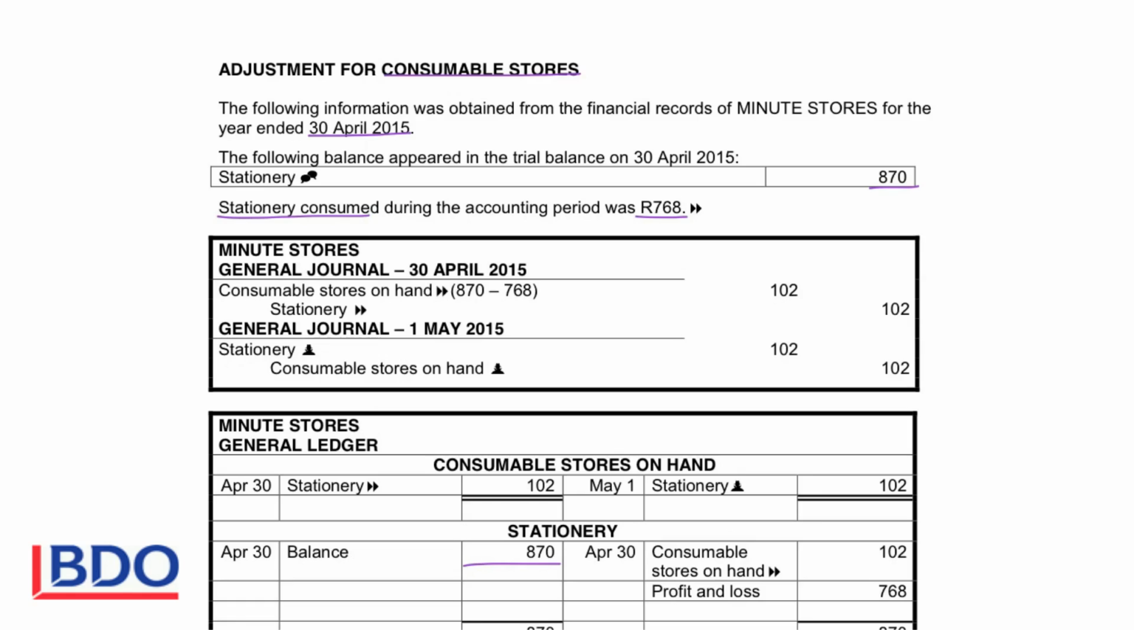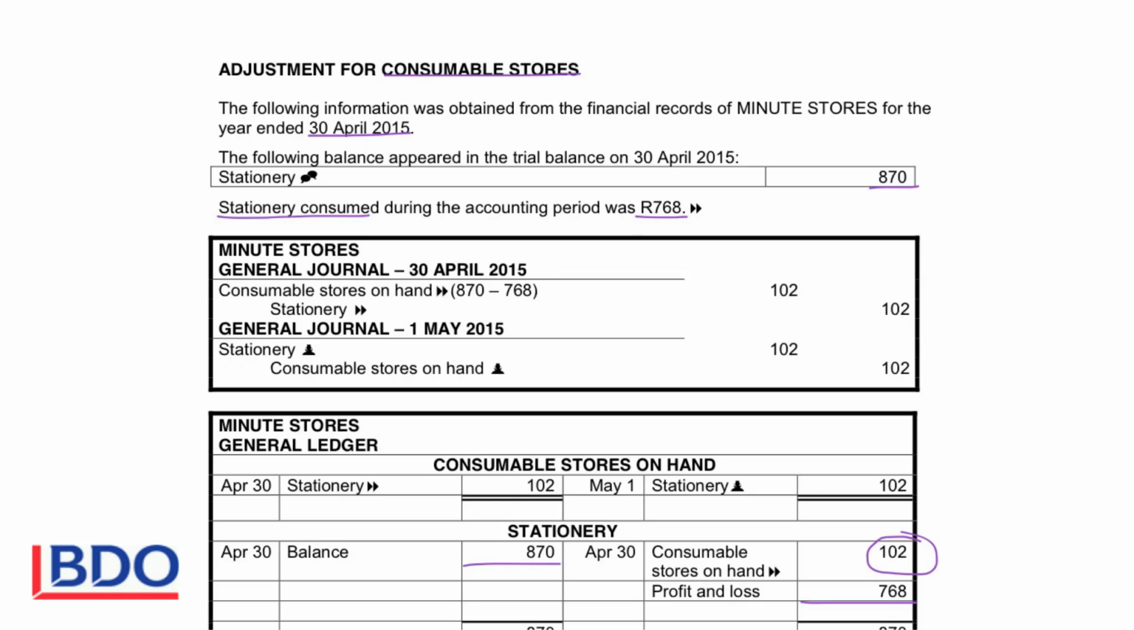The amount that will go to the profit and loss account is the total expense for the current year. And that what we used is our expense for the year. If I take the 870 and I subtract the 768 from it, the balancing figure is 102. So that is the consumable stores that we've got left over at the end of the year.